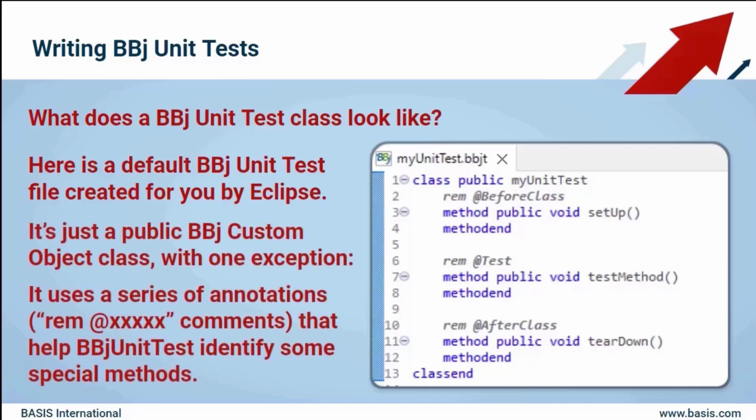To make it a unit test class, all it really is is a custom object class that has a series of annotations. And the annotations are those things that start with the @ sign. You'll see a couple of them in the image there, the @BeforeClass, the @Test, and the @AfterClass. We'll talk about what those mean in a few moments. And those annotations immediately precede the methods that they are describing. They help the BBJ Unit Test plugin to identify those special methods so it can act on your behalf. Let's see just how that happens.